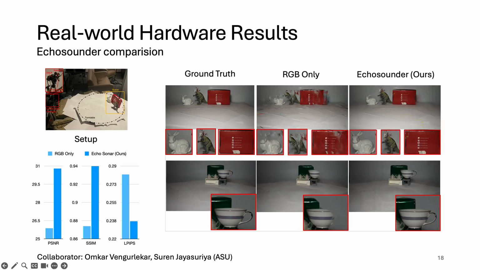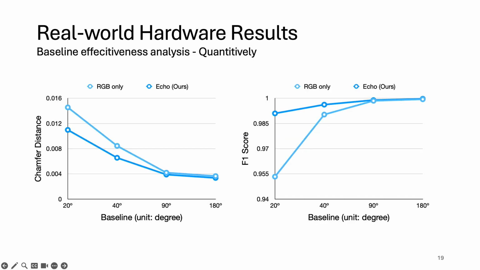Omkar and Suren from ASU have set up echo sounder hardware with a camera, speaker, and microphone. They capture the scenes on the rotating table and do the corresponding experiment. Again, we have better reconstruction quality in the novel views than RGB-only. With the turntable, we also do a baseline analysis. We rotate the circular table by various ranges of angle and compare the geometry reconstructions. As we expected, the missing cone becomes narrower as the baseline increases. Hence, we only have a diminishing gain from the sonar.